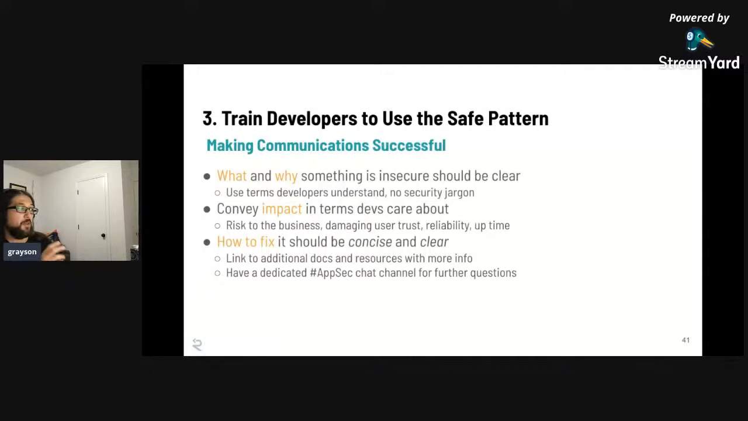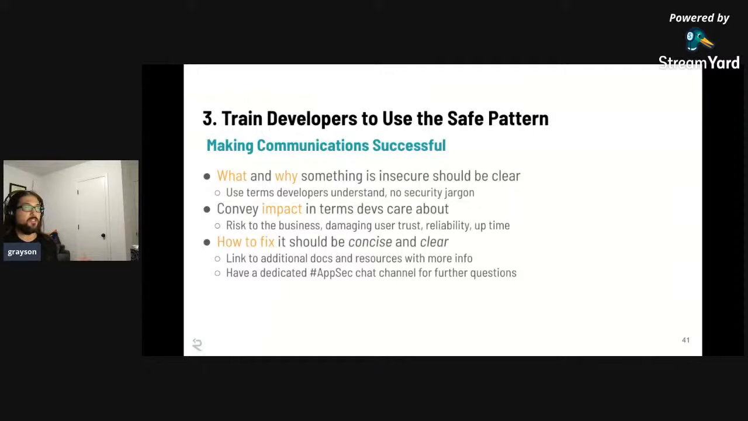We need to convey impact in terms that developers care about. So developers don't care about CVSS scores. They don't really care about CWEs either. And so we have to convey what the issue is in terms of risk to the business or damaging user trust or reliability or uptime or something that they care about. And then anytime that we confront a developer with a bad pattern, we must propose a fix, and it should be concise and clear.